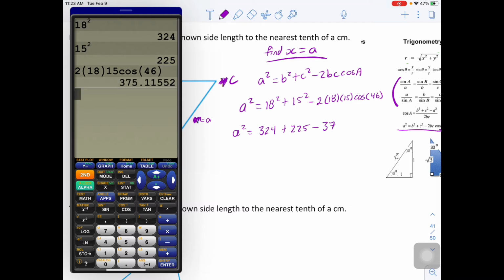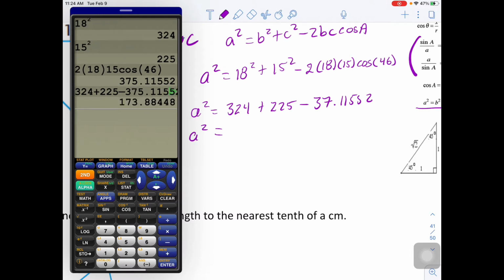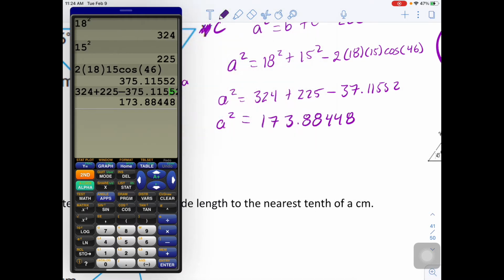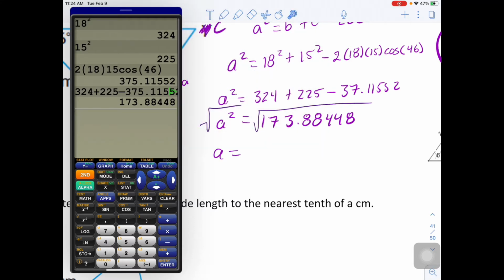So that gives us 375.11552. Let's add up all these values. So 324 plus 225 minus 375.11552. So that gives me 173.88448. And recognize this is now solving for the square of a. So I'm going to have to square root both sides. And even though we introduced a square root, we're not going to take the positive and negative because having a negative value wouldn't make any sense. So I'm going to press square root.